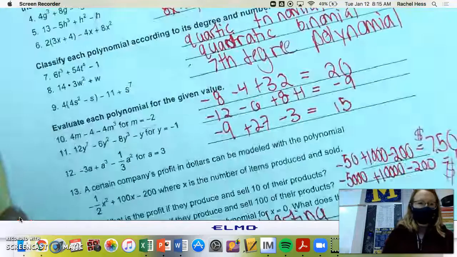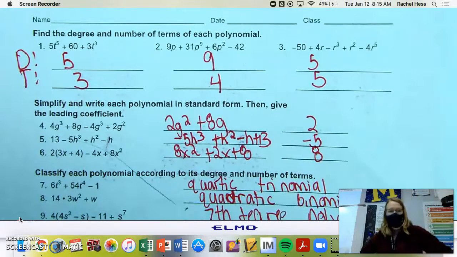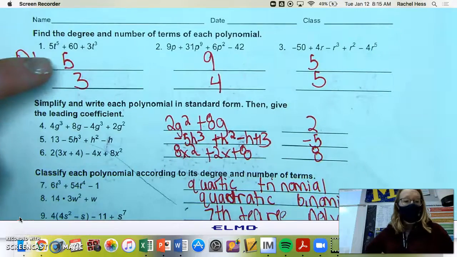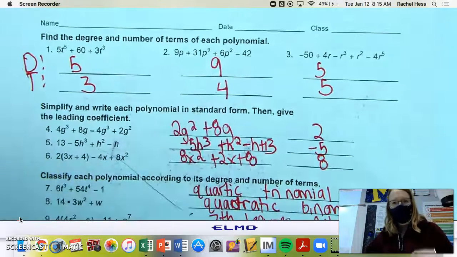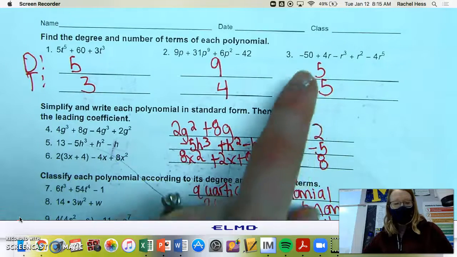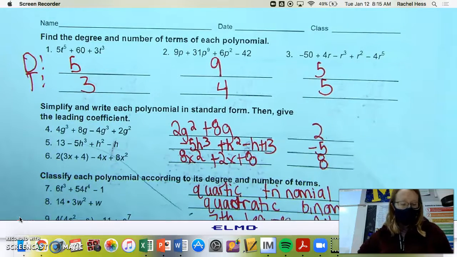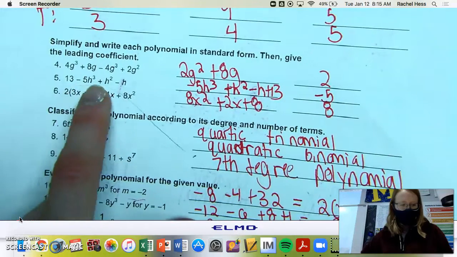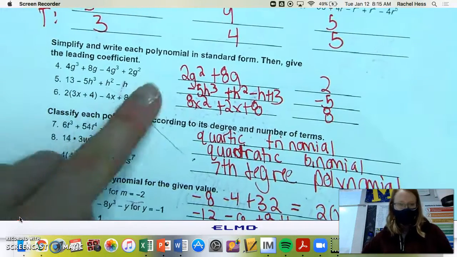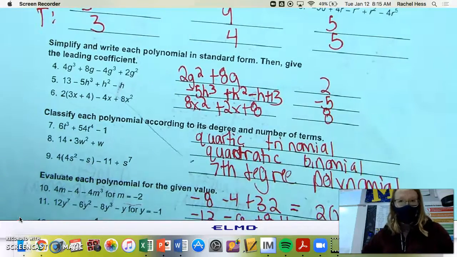And then I'm going to turn the page around. And you guys had odds on the back, correct? So once again, if you used words, this would be a quintic trinomial, a 9th degree polynomial, and then a quintic polynomial. For number 5, if you were to rearrange this, the -5h cubed should have come first, and then the 13 needs to go on the back. So your leading coefficient should have been -5.